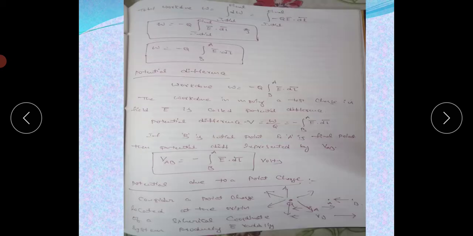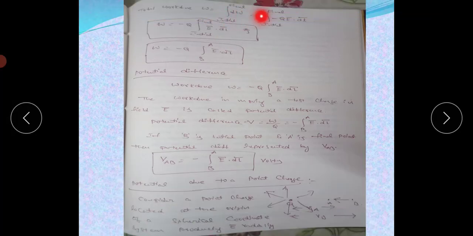By integrating this expression, we get the total work done, W equals integral dW, which equals the integration from initial to final of minus q into E bar dot dl bar. So W equals minus q integral from initial value to final value of E bar dot dl bar joules. Here the initial point is point B and the final point is point A. So W equals minus q integral B to A of E bar dot dl bar. This is the work done expression.